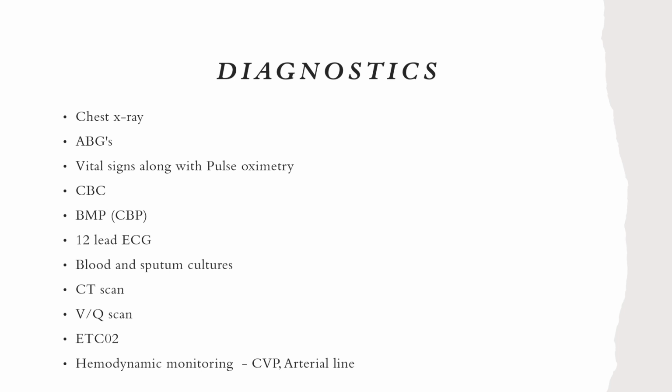And tidal CO2 readings are very, very helpful. They show us the amount of CO2 that's being blown off from the patient. Really getting a little bit deeper into hemodynamic monitoring and more invasive lines would be central venous pressures, a central line, or an arterial line. That can be very helpful for taking a lot of ABGs off the patient. We don't want to keep poking the patient if they need frequent ABGs, so an arterial line would be very helpful with that.